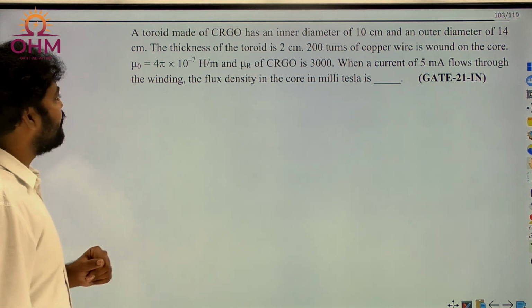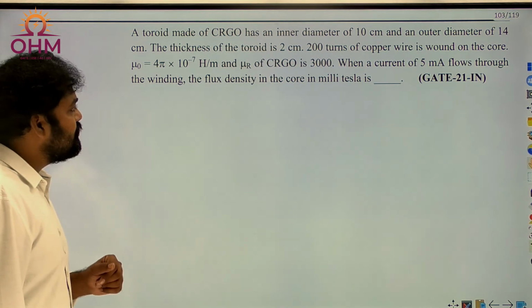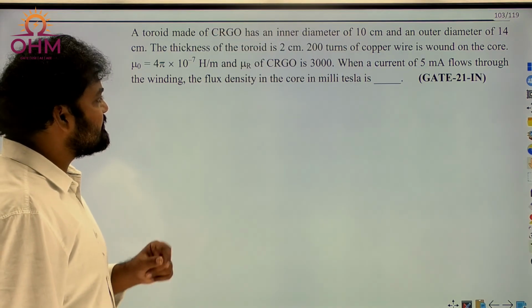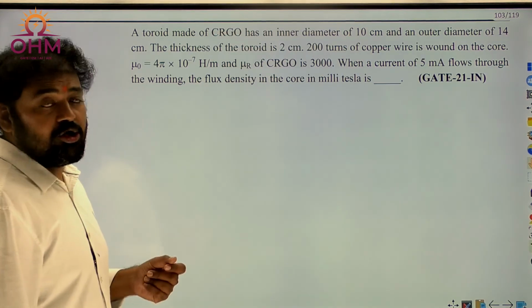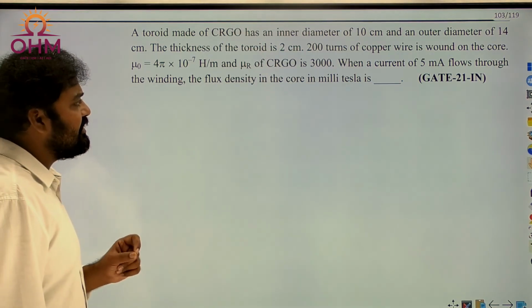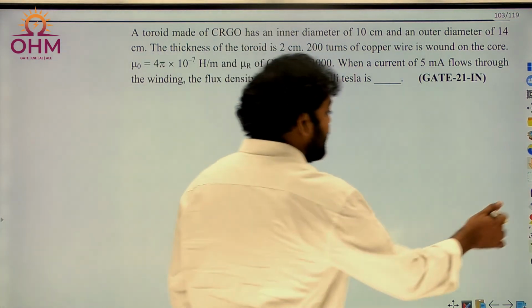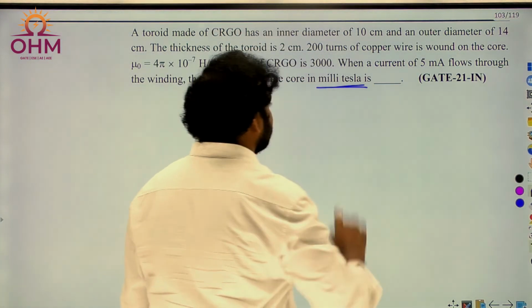Mu naught is equal to 4 pi into 10 power minus 7 Henry per meter, and mu r of the CRGO steel is 3000. When a current of 5 milliampere flows through the winding, how much is the flux density in the core in millitesla? You need the answer in millitesla, flux density.